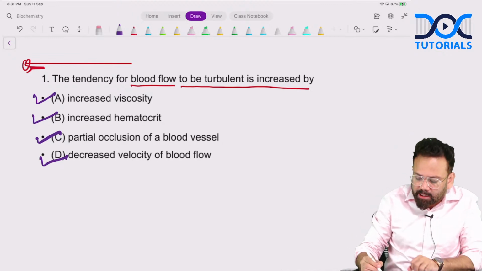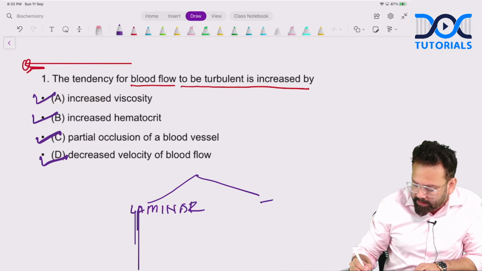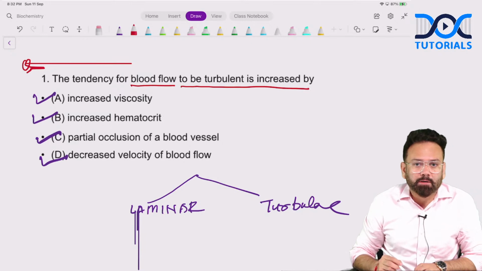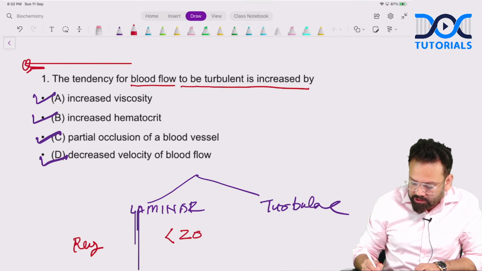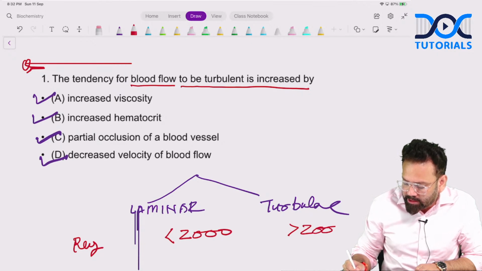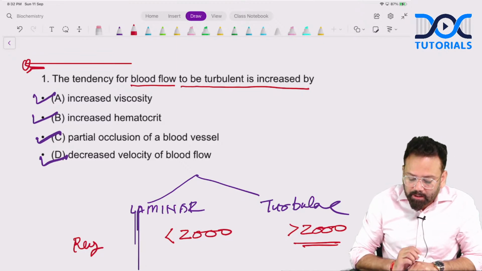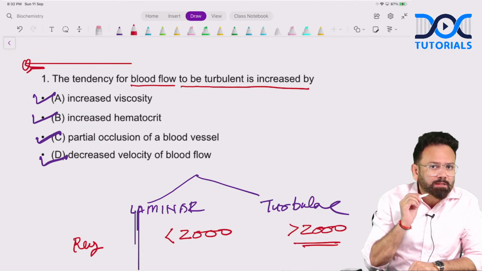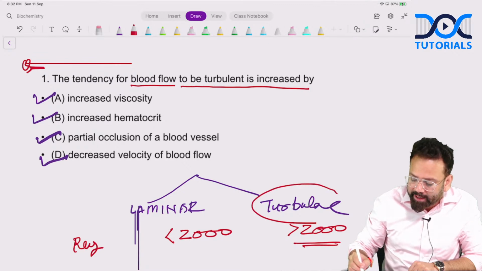See, fluid can be laminar, and fluid can be turbulent also. You know that. It depends on the Reynolds number, isn't it? If the Reynolds number is less than 2000, chances are that the fluid is laminar. If it is more than 2000 to 3000, the fluid is turbulent. And Reynolds number is increased by the velocity. More is the velocity, more will be the Reynolds number, and more is the chance of fluid being turbulent.